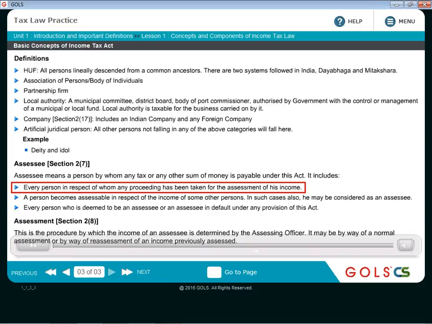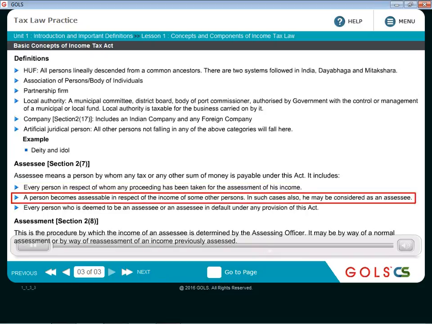That means here Income Tax Department wants to consider a person who is paying the taxes as an assessee, as well as the person against whom any proceedings have been initiated will also be treated as an assessee. Further, income tax says that a person will become assessee when he becomes assessable in respect of income of such other person, and in such cases also he may be considered as an assessee. This happens peculiarly in the case of a clubbing of income, wherein a person is transferring income in order to avoid tax liability. And in that connection, income tax says that if you are assessable for the income of some other person, then such person will be treated as an assessee.